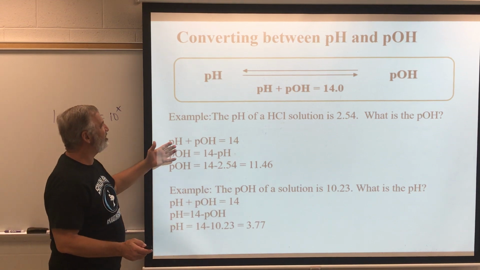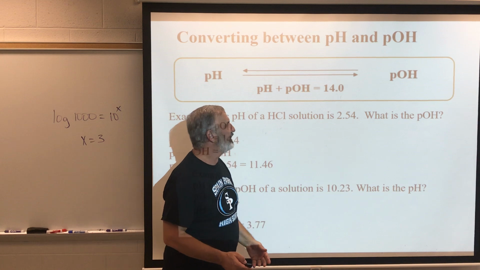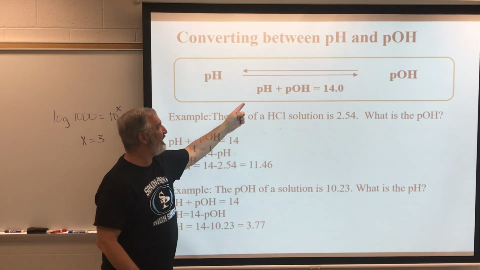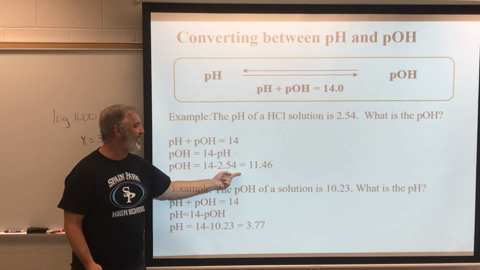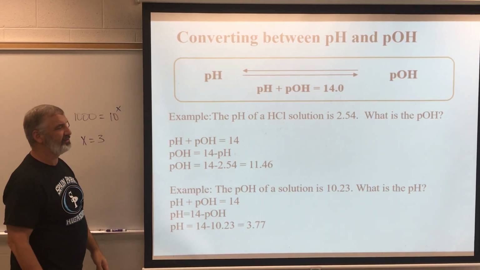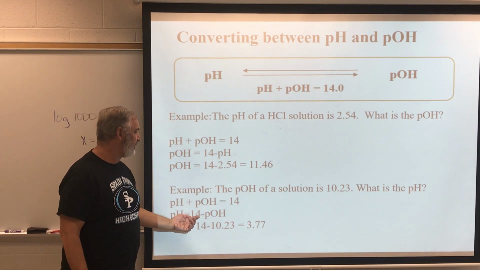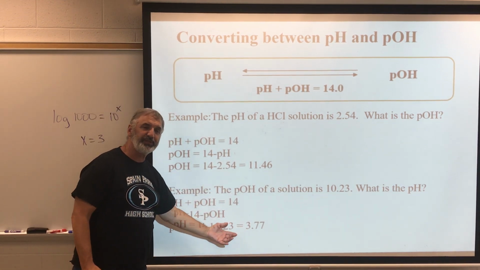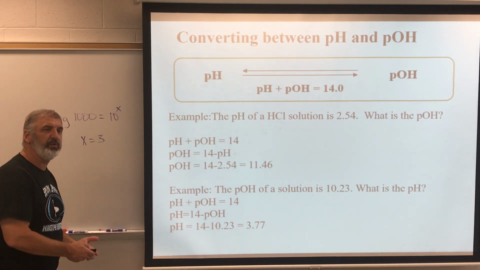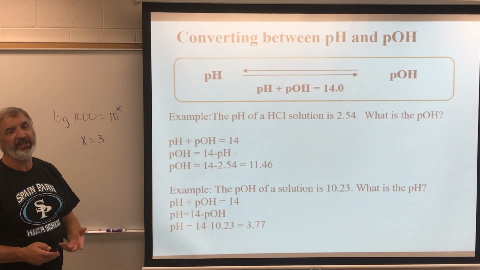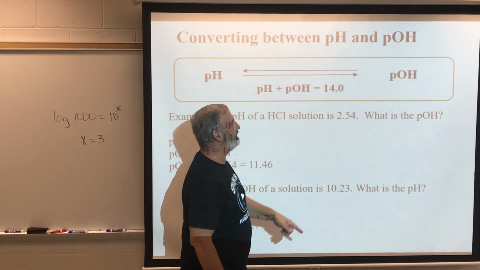So if the pH of an HCl solution is 2.54, what's the pOH? Well, pH plus pOH equals 14, so this is a super easy problem. You just subtract and you get 11.46. Okay, so if the pOH is 10.23, what's the pH? Well, again, we just subtract from 14 and we get that. So if you know the pH, find the pOH, or if you know the pOH, find the pH. Very simple, just subtract from 14, this equation right there.